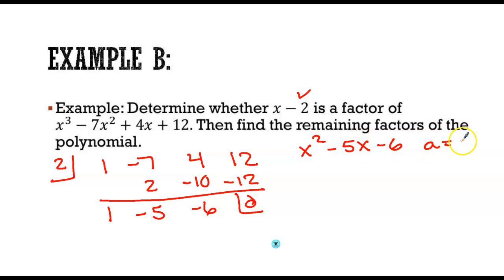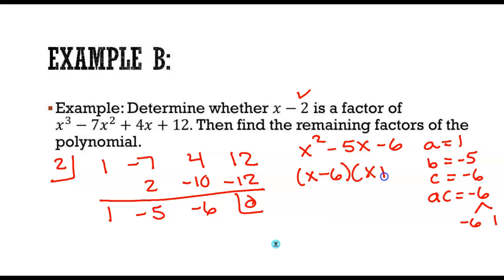A, B, C, and AC. So what two numbers multiply to give me negative 6 but add up to negative 5? I'd have negative 6 and 1. So x minus 6 and x plus 1 would be my two factors.